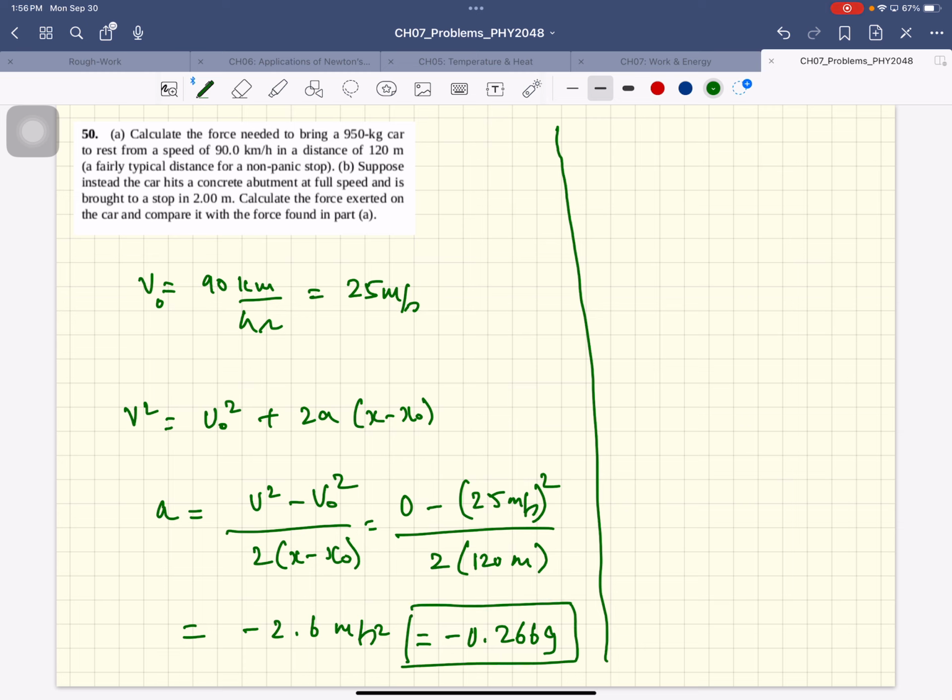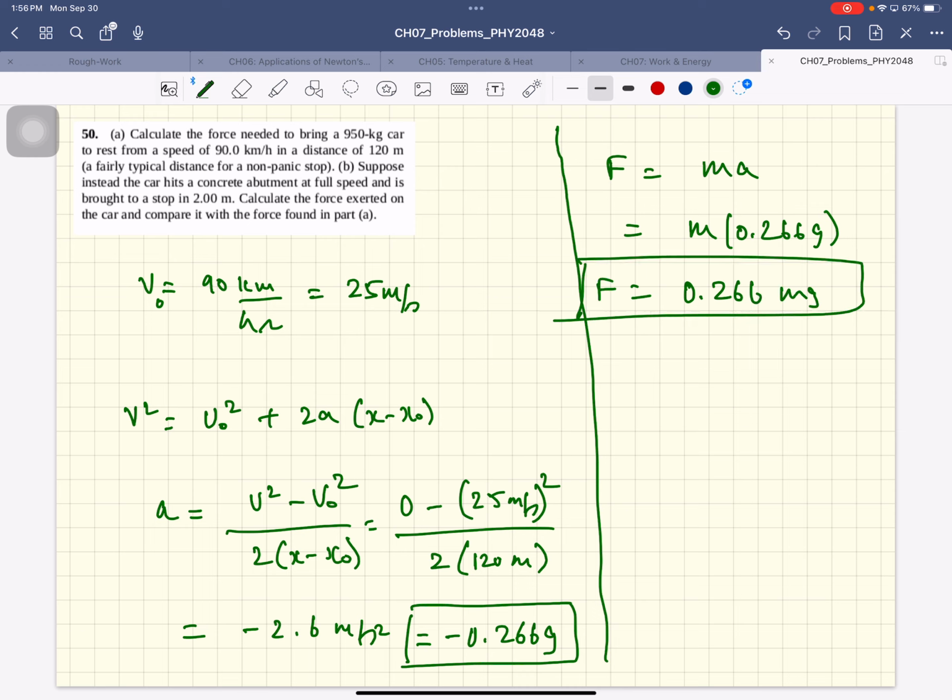Okay, so your braking power is 27% the weight of the car. And of course the force would be, so the braking force is 27% the weight of the car.